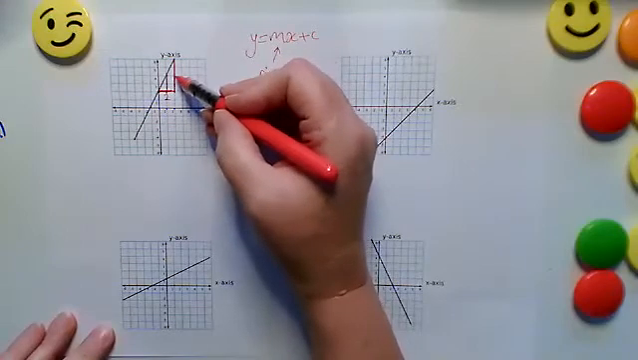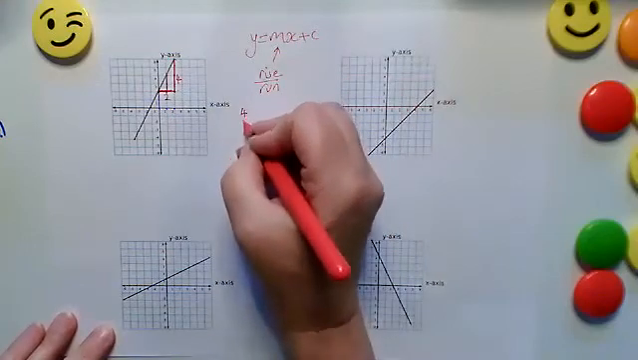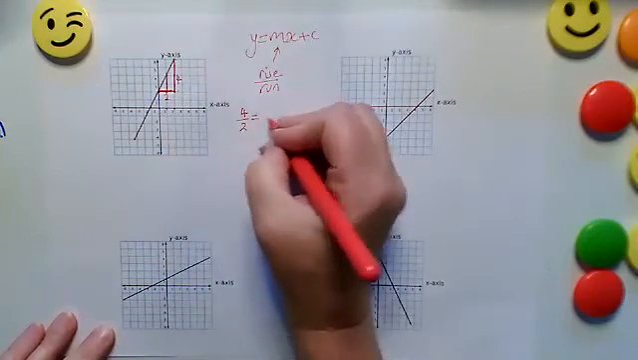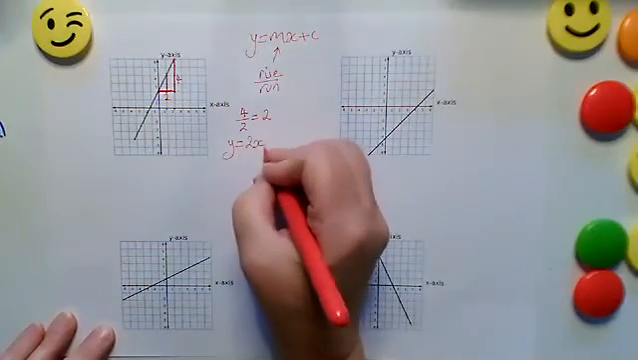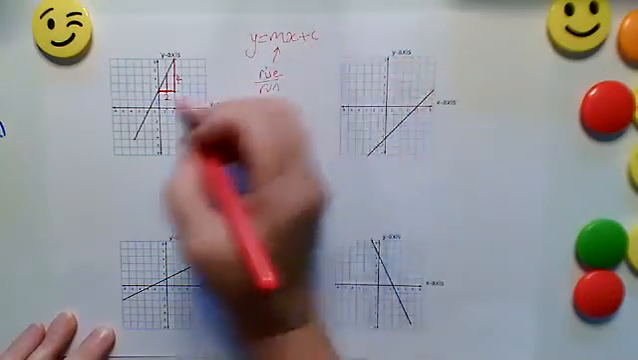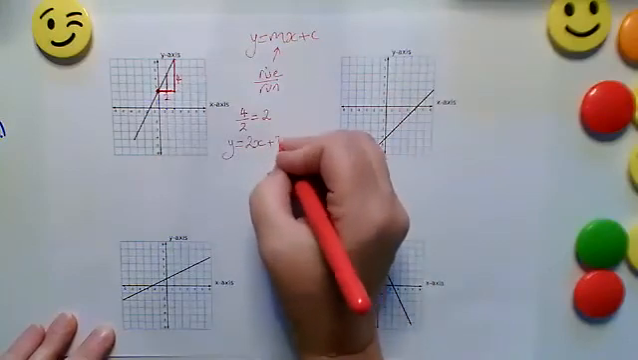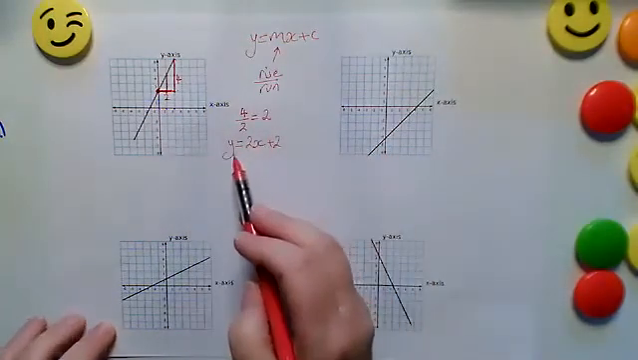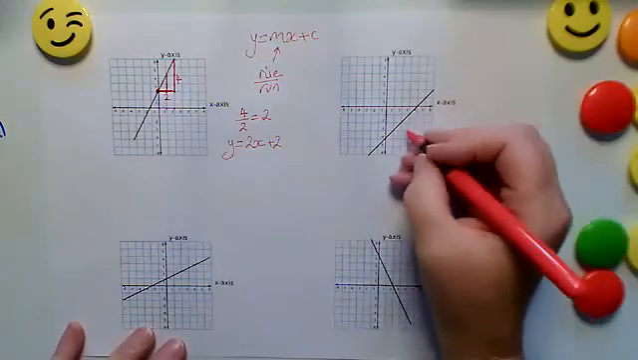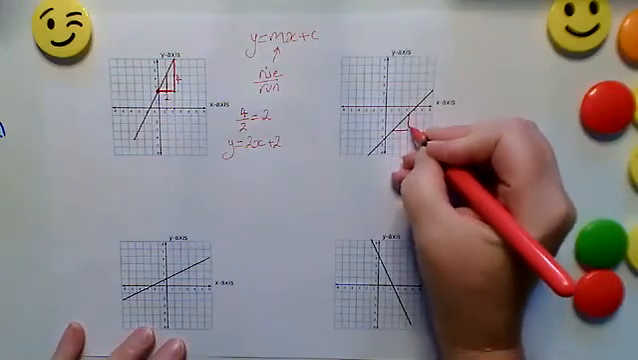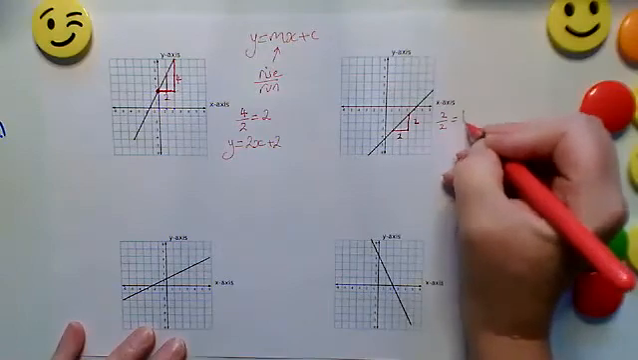And then the rise, 1, 2, 3, 4. So rise is 4 over the run of 2, which gives me a gradient of 2. So I know the equation of the line is y equals 2x. The plus c is where it crosses the y-axis, and it crosses the y-axis here at positive 2. So the equation of this line is y equals 2x plus 2. Let's have a look at this line. Draw a little triangle here. So I've got a rise and a run of 2. So the gradient is 1.